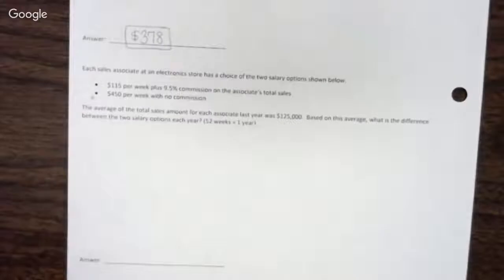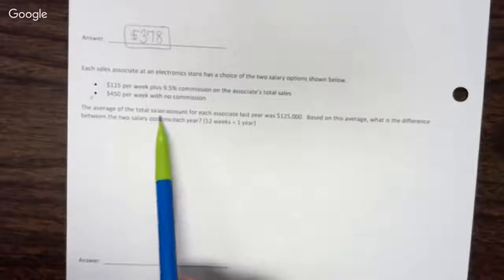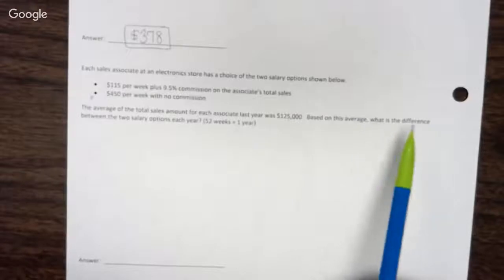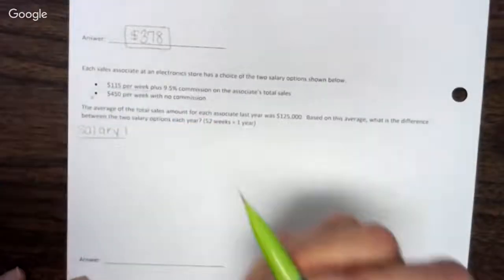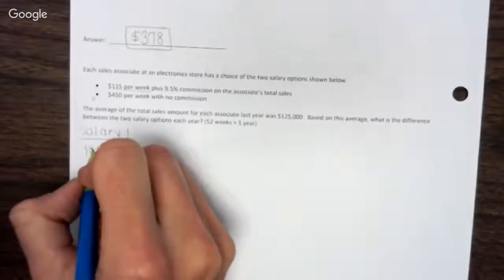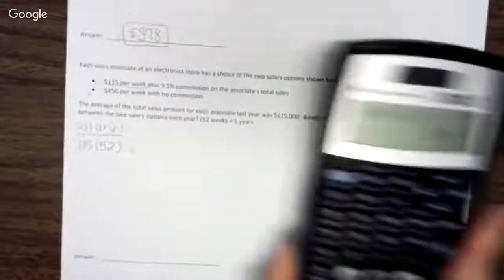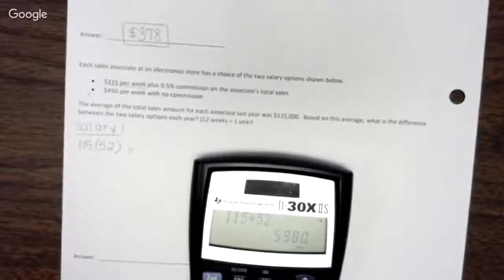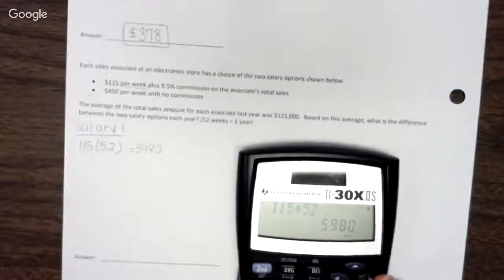All right, next one says each sales associate at an electronics store has a choice of 2 salary options. The average of the total sales amount for each associate last year was $125,000. Based on this average, what is the difference between the 2 salary options? So let's do salary 1. This is $115 per week. Now, $115 per week, salary is for the whole year. And in 1 year, there's 52 weeks. So I'm going to take 115, and I'm going to multiply it by 52, which would be 5,980. So that's just how much money he makes per week.